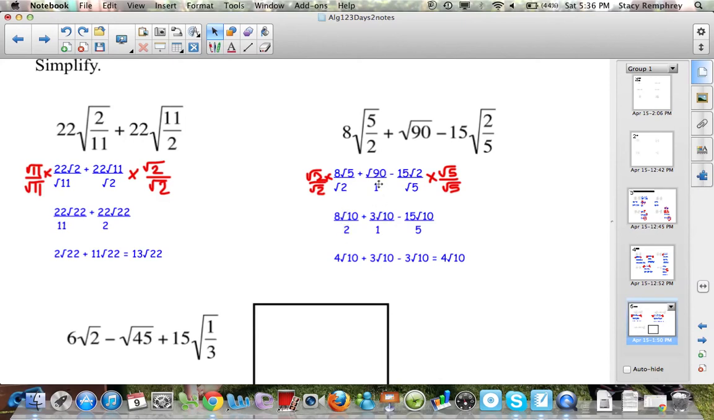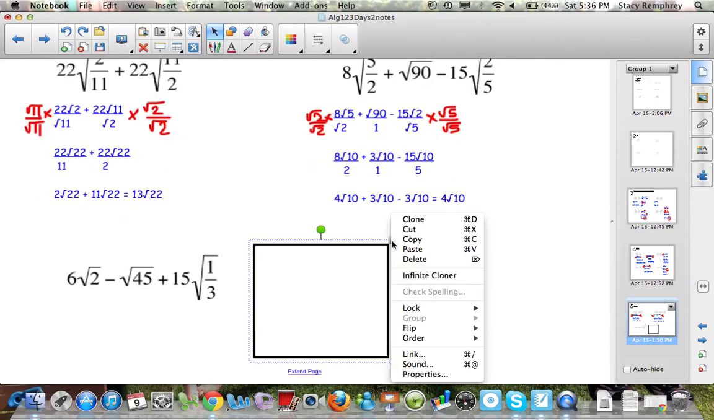From here to here, it's just me simplifying the square root of 90. And over here, I multiplied top and bottom by root 5. That's where this came from. Then I divided the 8 and the 2. That's my 4 root 10. I brought down my 3 root 10. 15 divided by 5 is 3 root 10. 4 plus 3 is 7. 7 minus 3 is 4 root 10s.